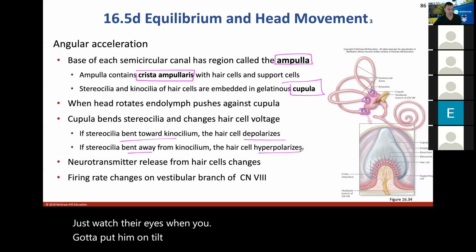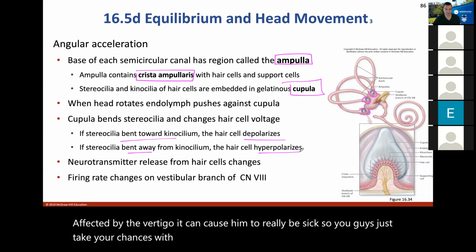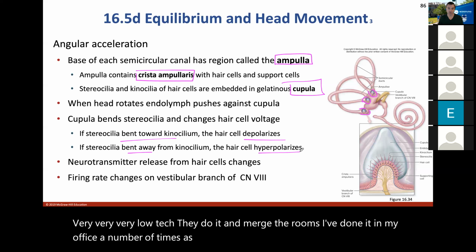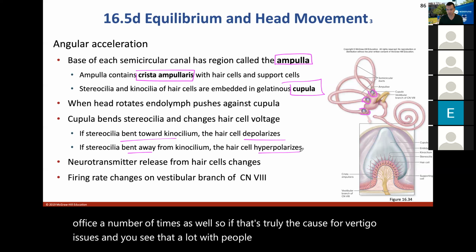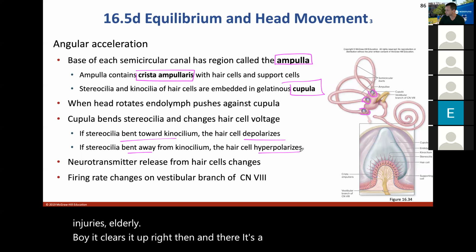And if they're really affected by the vertigo, it can cause them to really be sick. So you've got to just take your chances with it. But it is a nice little procedure that is done, and it's very, very low tech. They do it in emergency rooms. I've done it in my office a number of times as well. So if that's truly the cause for vertigo issues, and you see that a lot with people who have head trauma, head injuries, elderly, boy, it clears it up right then and there. It's a pretty snazzy little move.